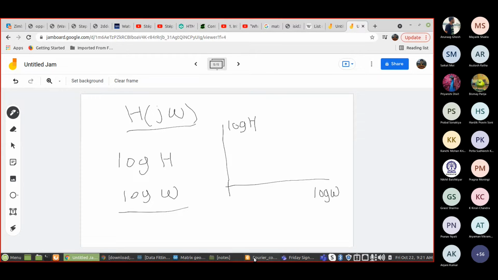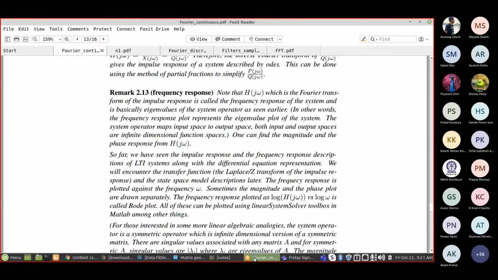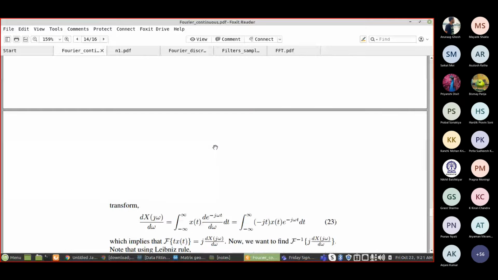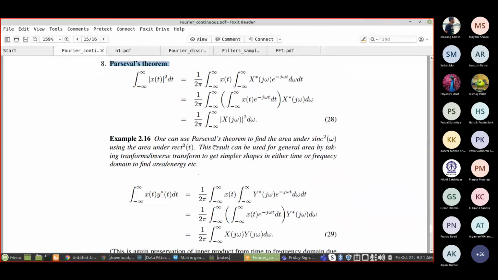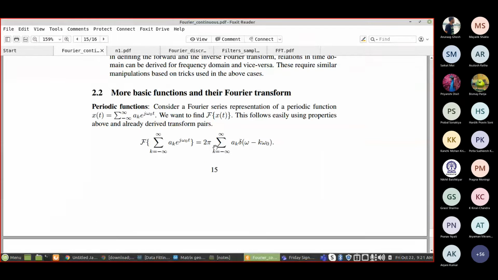Let me discuss the central limit theorem, but before that, let us discuss periodic functions and their Fourier transforms, and Fourier transforms of a train of impulses also. Recall that you can write periodic functions using the Fourier series representation. So this is basically a Fourier series representation of a periodic function.